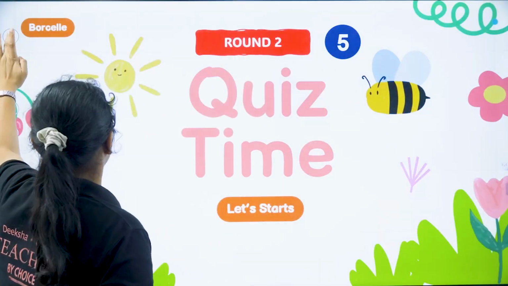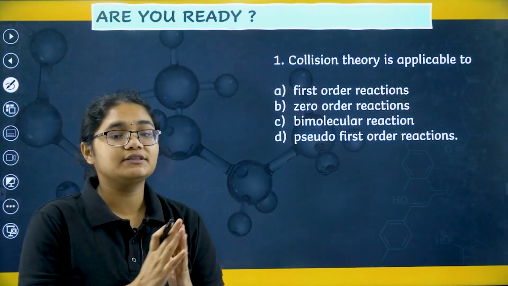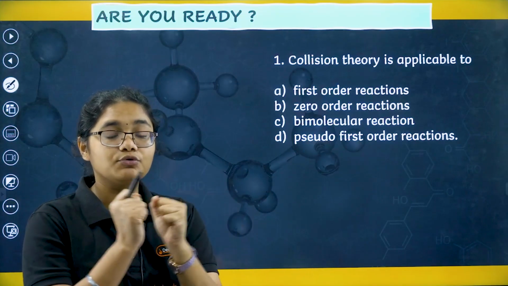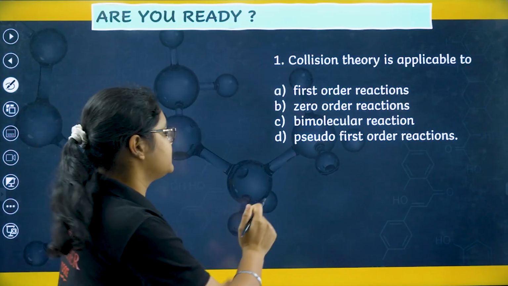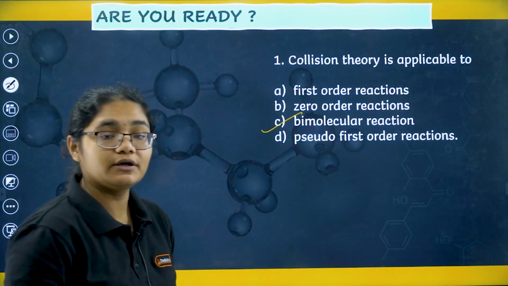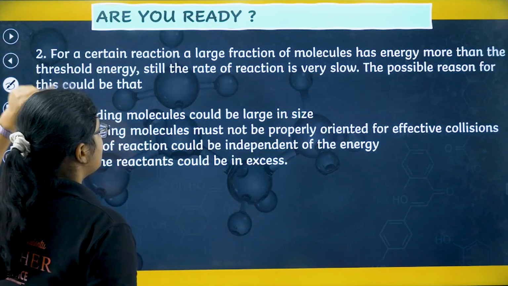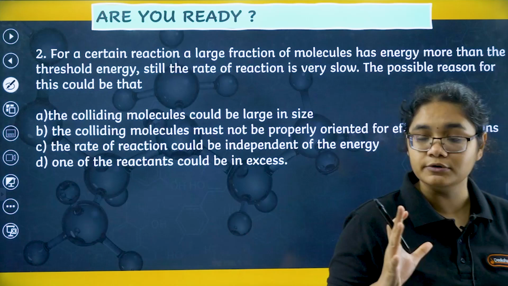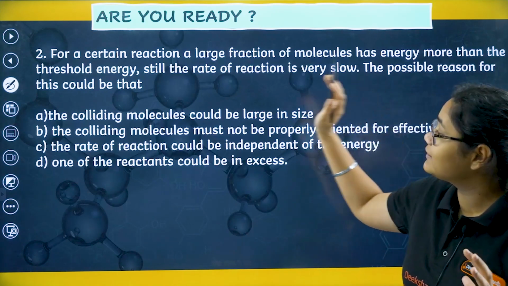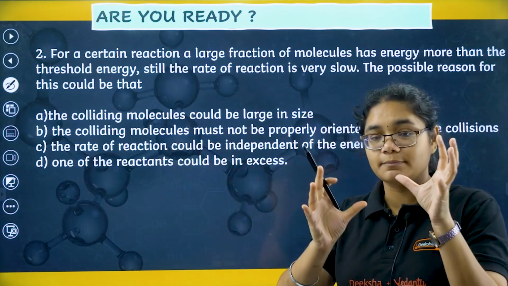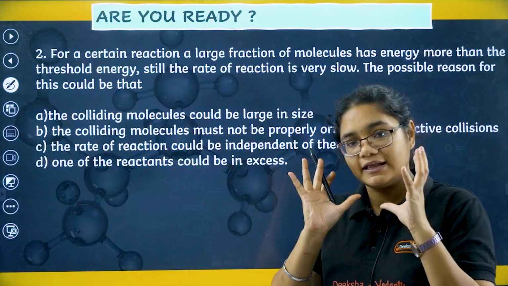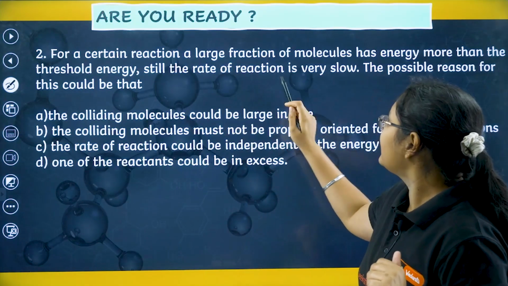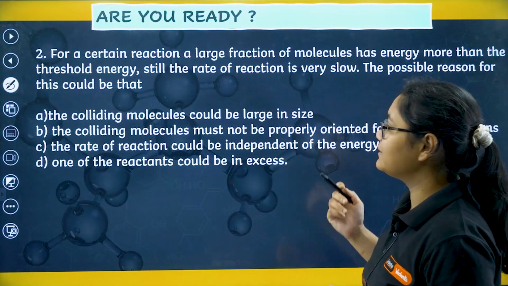Now we will do some questions on collision theory. So collision theory is applicable when two molecules are reacting. So it is always applicable to bimolecular reactions. Okay, next, for a certain reaction, a large fraction of molecules has energy greater than the threshold energy. Okay, that e to the power of minus EA by RT is satisfied. Still the rate of the reaction is very slow. What can be the reason?